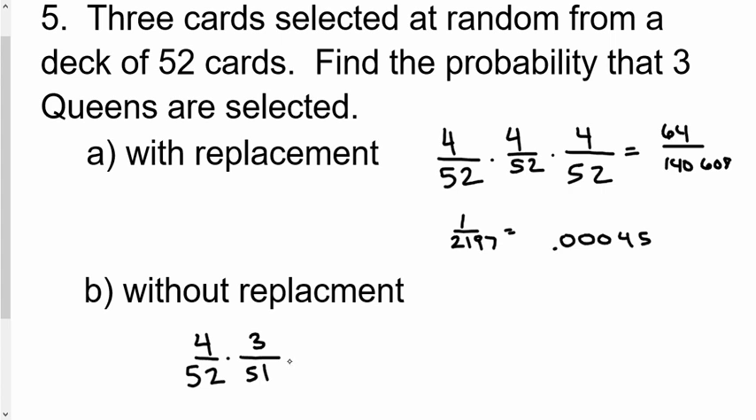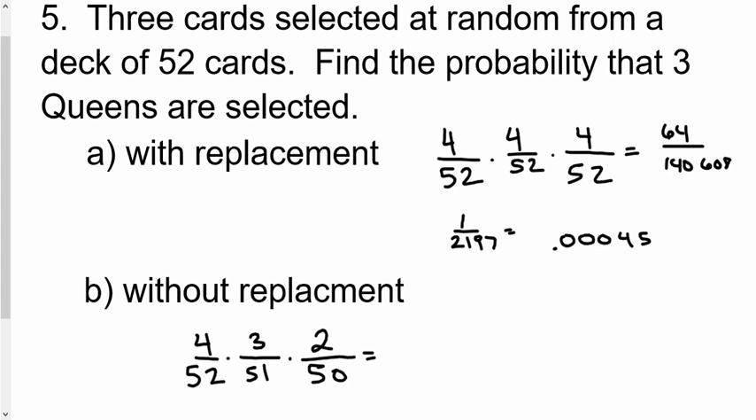Now, you reach back into the deck, and let's say for the second draw, you drew out the Queen of Spades. Now you have the Queen of Hearts and the Queen of Spades sitting off to the side. We're going to reach back in the deck. How many queens are left to choose from? There are 2 queens left. And how many cards are there? There's 50 cards left.